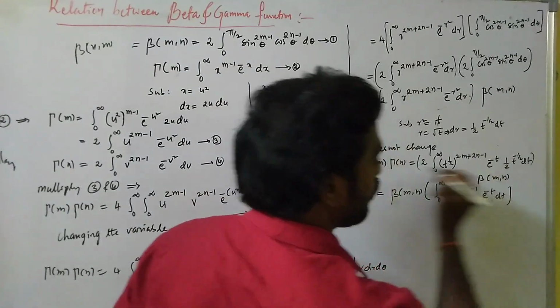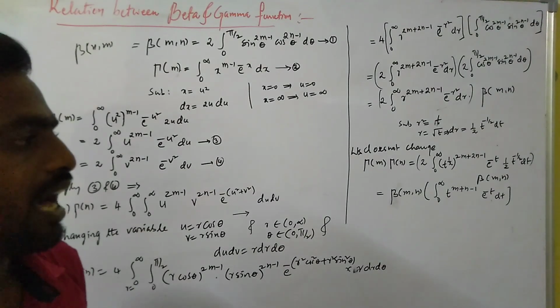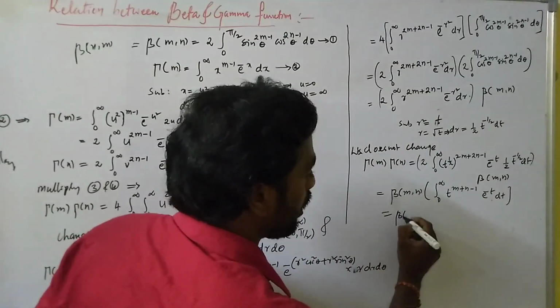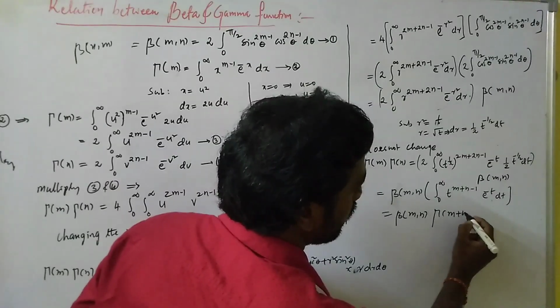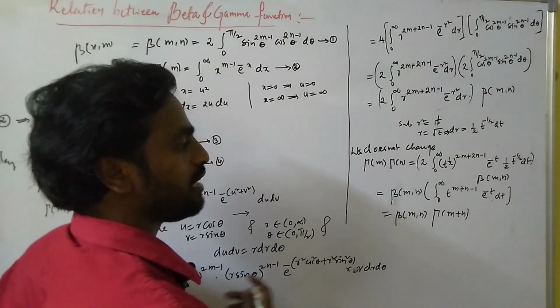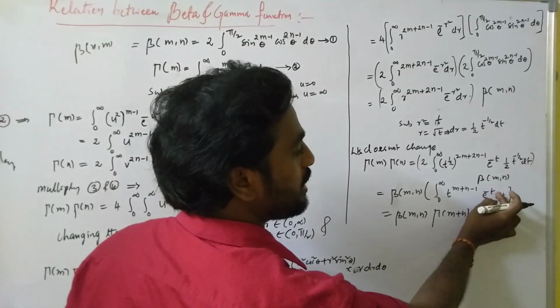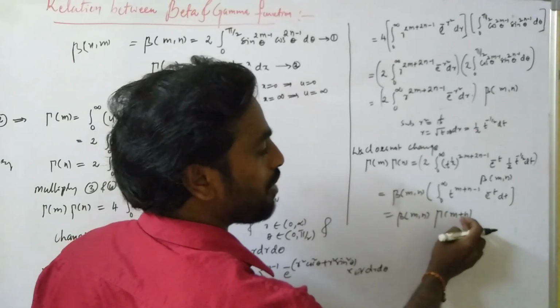Which is equal to the gamma function, yes. In the gamma function here, alpha equals m plus n. We can write this as beta of m comma n into gamma of m plus n. So t is the variable, t power alpha minus 1 e power minus t dt, here alpha equals m plus n. That's why I am writing gamma of m plus n.